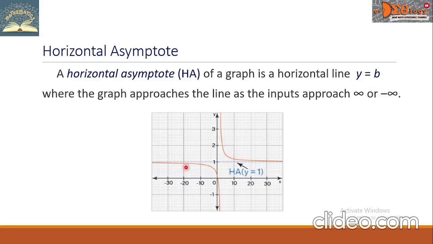Here is an example of horizontal asymptote. The line y equals 1. This is our graph. As the x goes to positive infinity, it approaches the line y equals 1. Also, when the graph approaches negative infinity, the graph approaches the line. So we see that the line y equals 1 is horizontal asymptote of this graph.